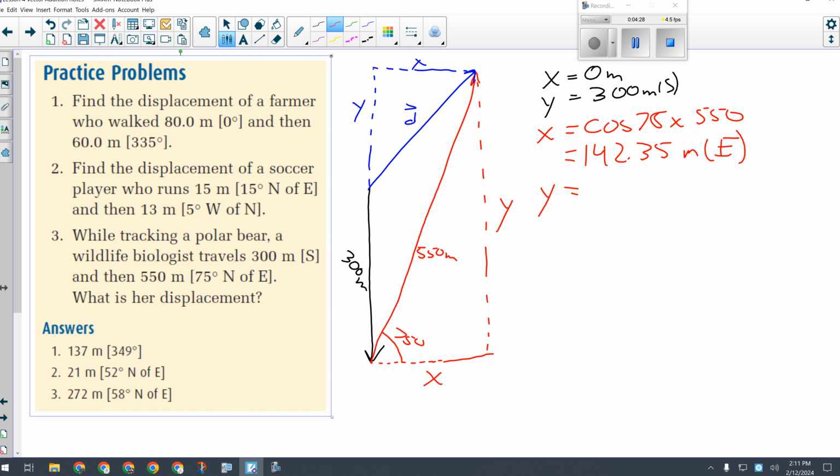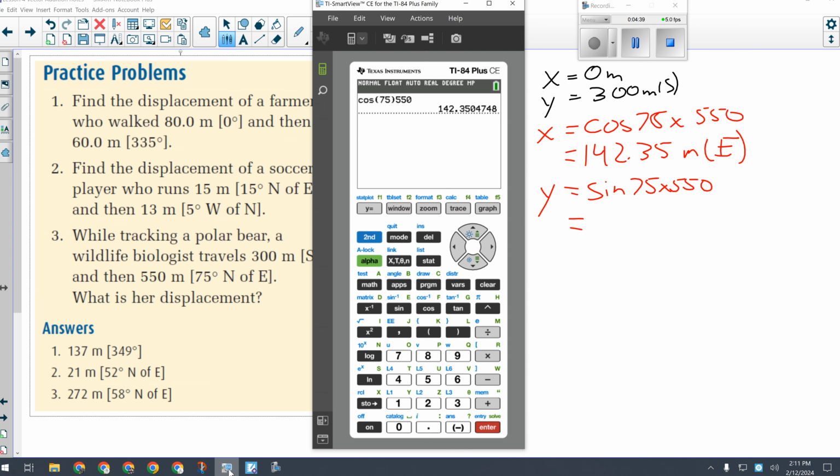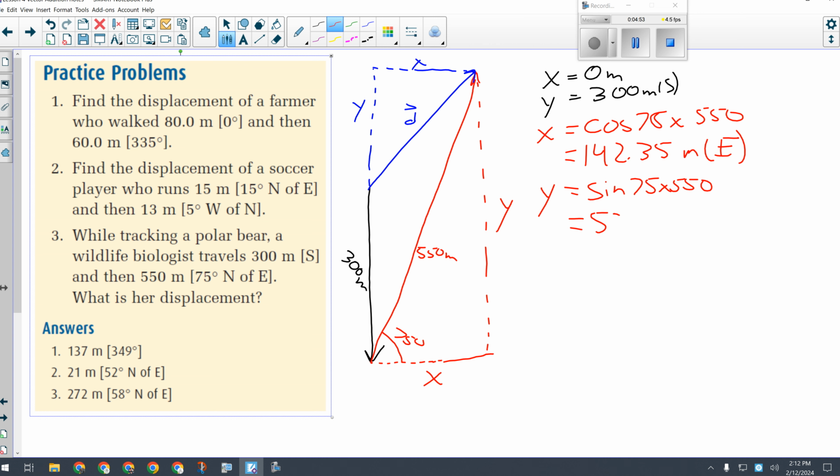The y component is opposite the 75 degree angle. So I'm going to go sine of 75 times 550. That's 531.26 meters. And that is north. This one goes north, that one goes east. All right, now that I've got those, can I find how much east it goes and how much north it goes in total?